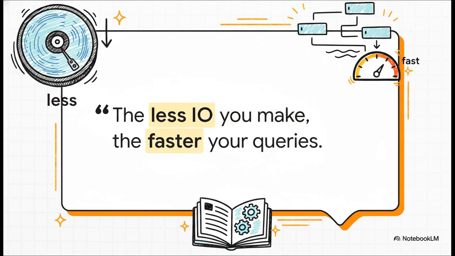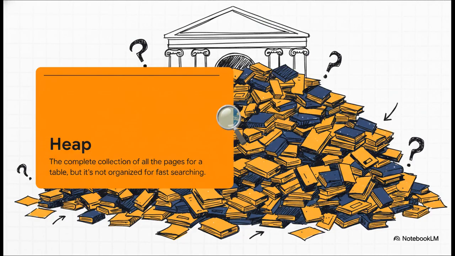So this is it. This is the golden rule of database performance. Our entire goal, our whole mission is simple. Minimize the number of pages we have to read from the disk. That's the whole game.